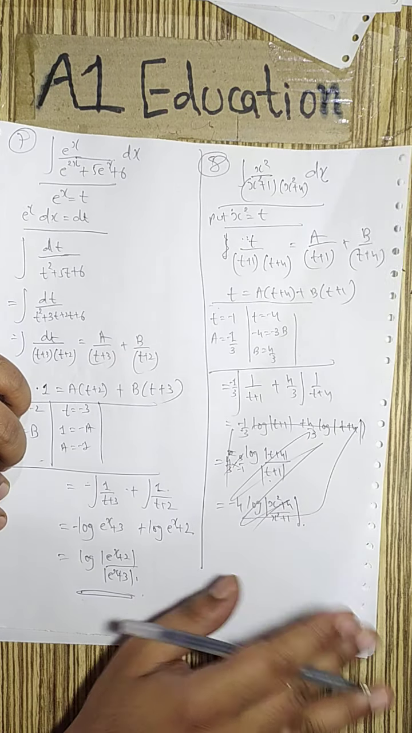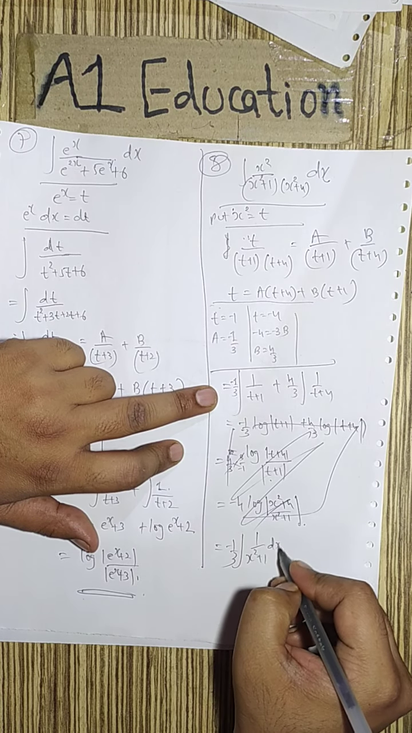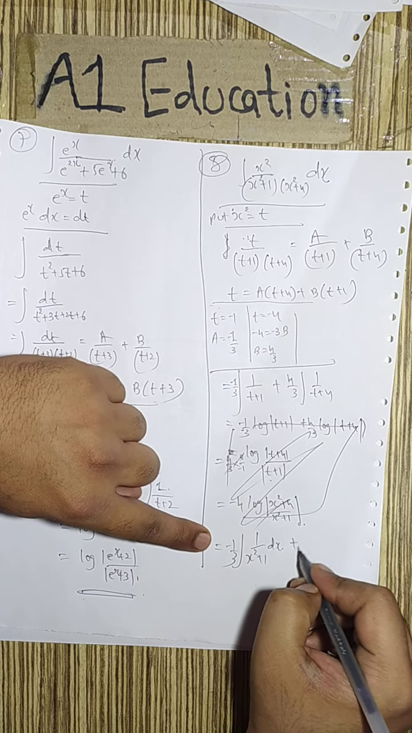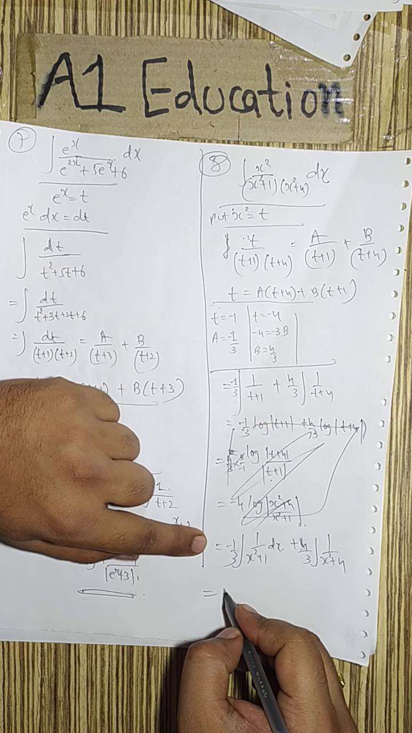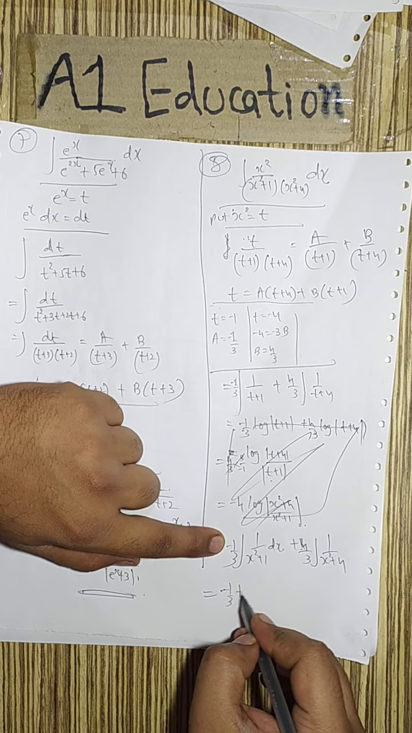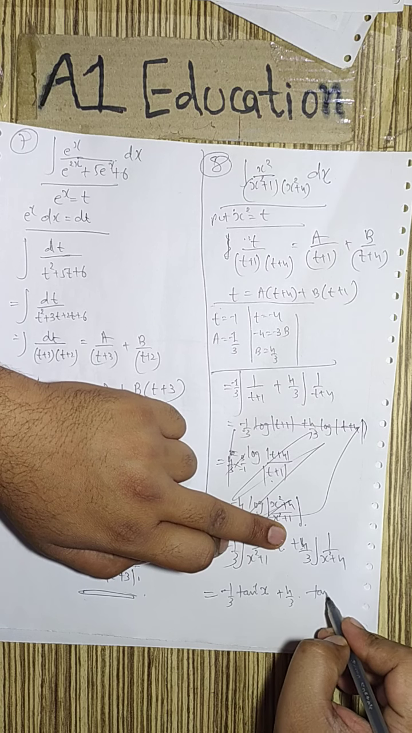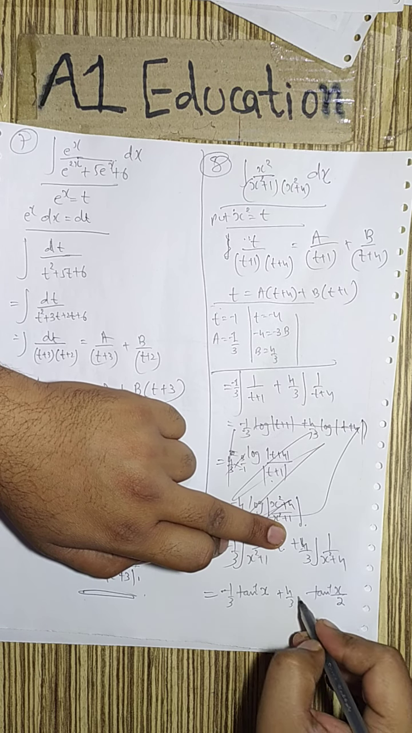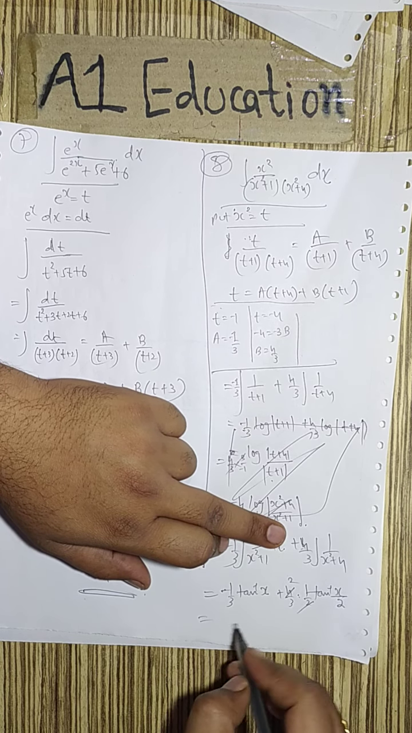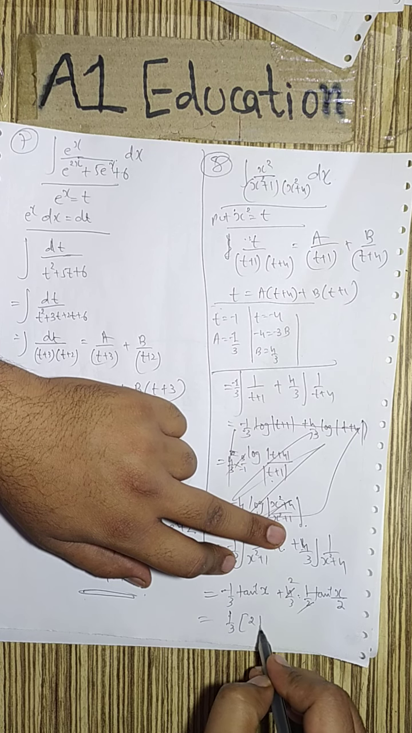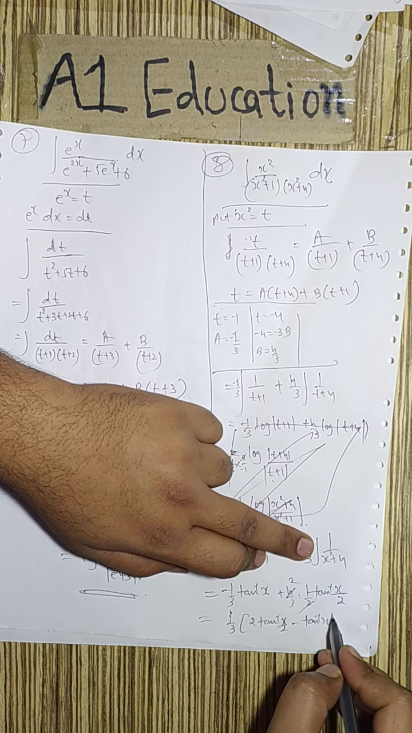It will continue. This will be now minus 1 upon 3 times 1 upon x square plus 1, because we have dx, we have not converted dx to dt, and 4 by 3 times 1 upon x square plus 4, so that will be minus 1 upon 3 tan inverse of x by 1, and here also tan inverse of x by 2 and 1 by 2, so this will become 2, so it can be written as 1 by 3 times 2 tan inverse of x by 2 minus tan inverse of x. This is the correct answer.